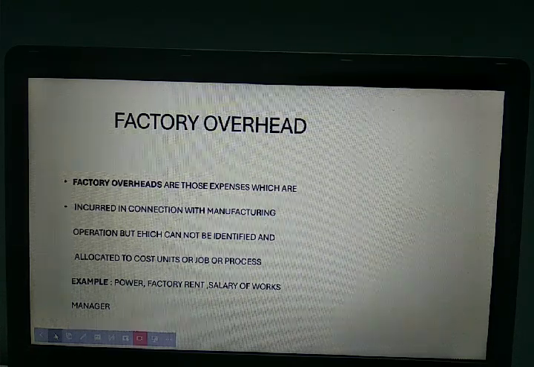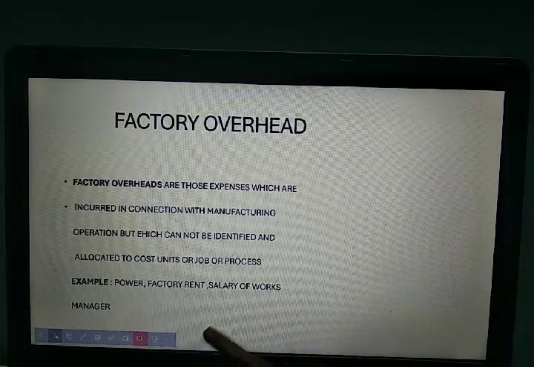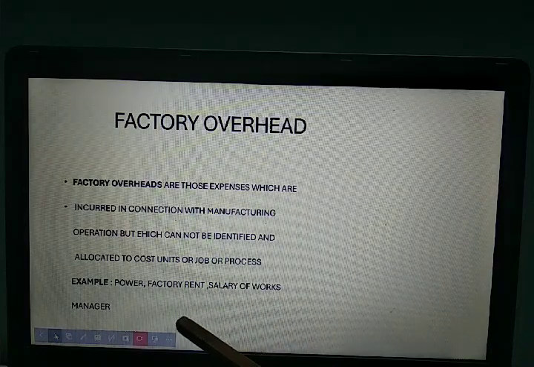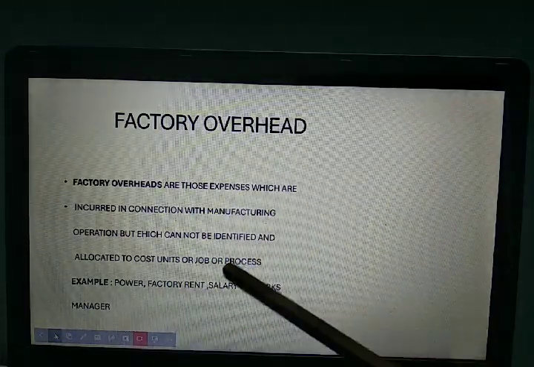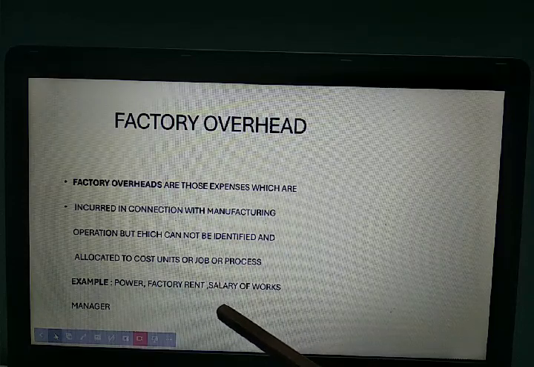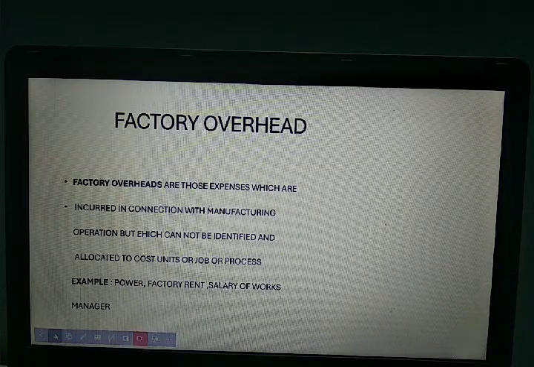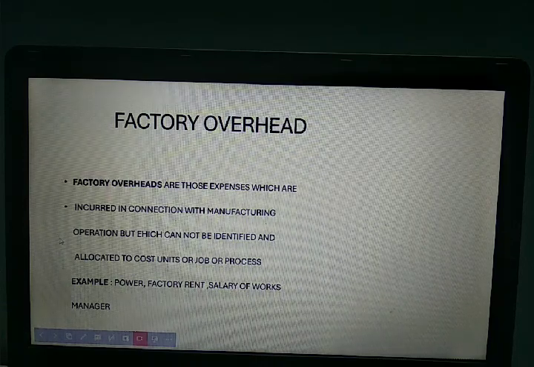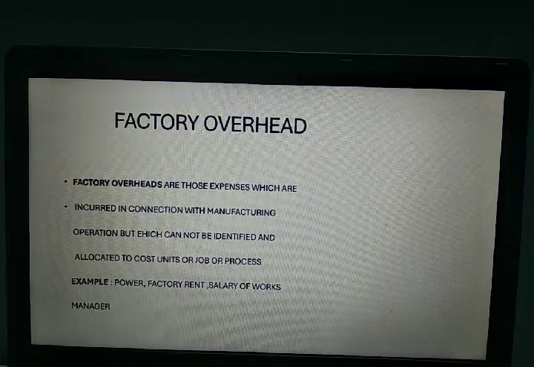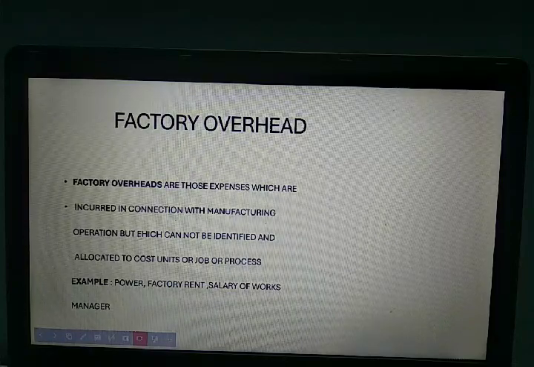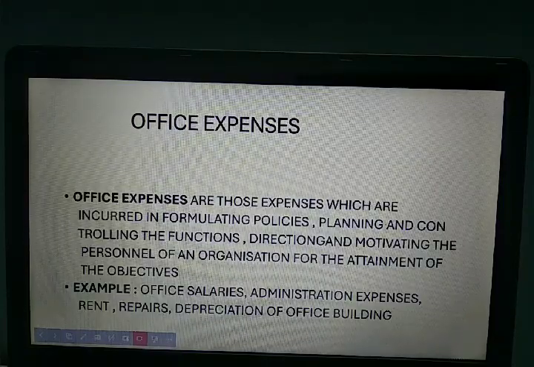Examples are power, factory rent, salary of works manager. You see that power is not statewide; power will be utilized in different areas. Factory rent is similar, and so is the salary of works manager. So these are associated expenditures relating to your production, in connection with the manufacturing operations. So these are called factory overheads, that means over and above expenses.